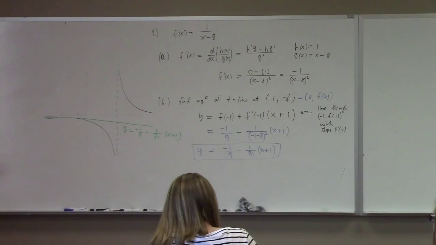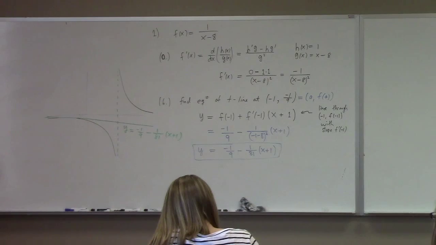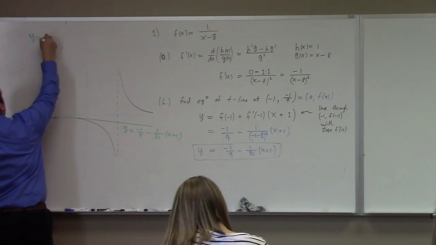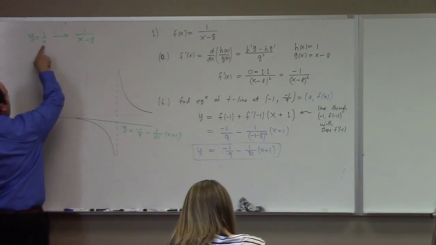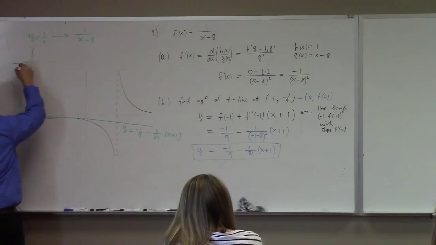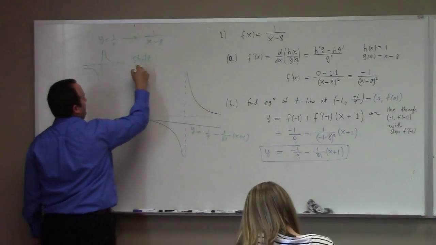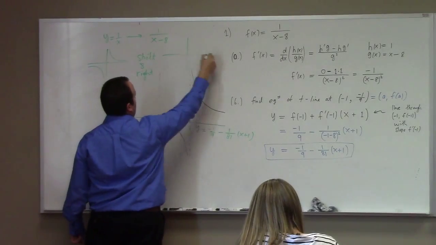How did I know how to graph 1 over x minus 8? I've had math courses before, is the answer. This is a reciprocal function. Here's how I think of it: y is equal to 1 over x, but then I'm changing it to 1 over x minus 8. What did I do? I replaced x with x minus 8. So that means I take the reciprocal function graph and I shift it 8 to the right. Remember that? Transformations of graphs.